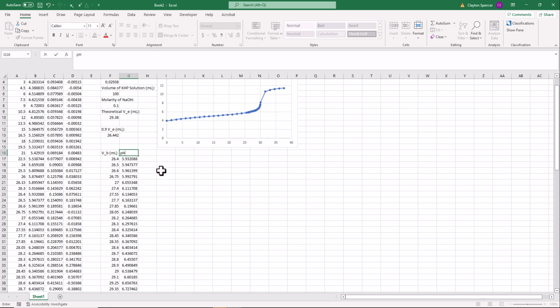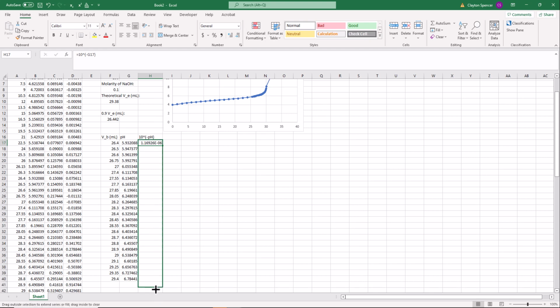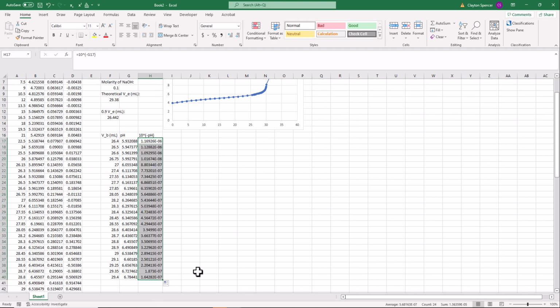All right, so now we're going to do that Gran plot. To do that, first we need to calculate 10 raised to the negative pH power. I'm going to put that in parentheses just so it looks a little nicer. There we go. We can use a formula to calculate that. Equals 10 to the power, a little caret symbol there, and then in parentheses negative, and then we just click on the pH value, close our parentheses, hit enter, and then we want to copy and paste this value down the row. Just grab this little green square, click and drag, and there we go.